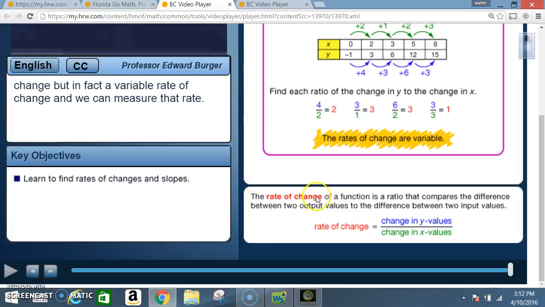Remember that the rate of change of a function is a ratio that compares the difference between two output values to the difference between two input values. So in essence then, rate of change is equal to the change in the y values divided by the change in the x values.